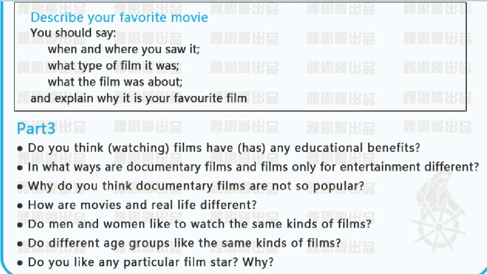So yes, as you can see, here is one of the predicted questions that you may encounter during the actual test. Describe your favorite movie.